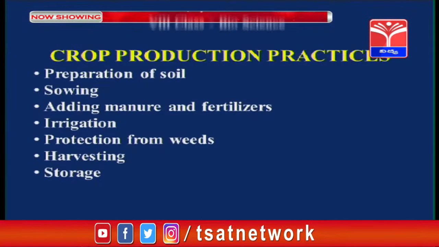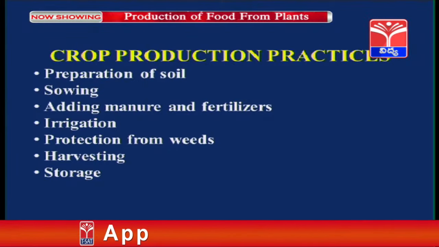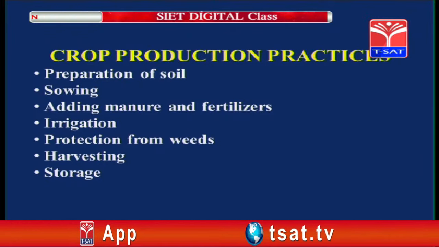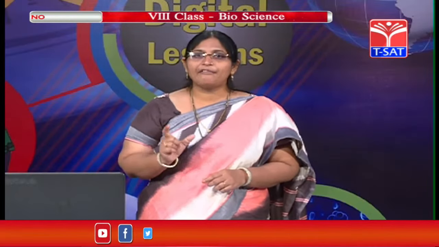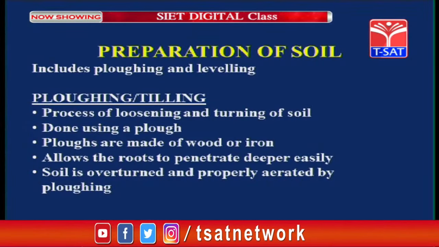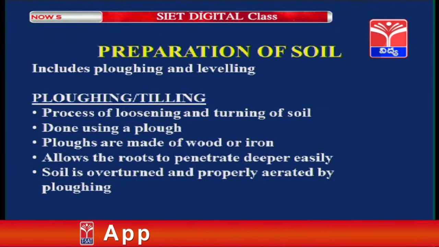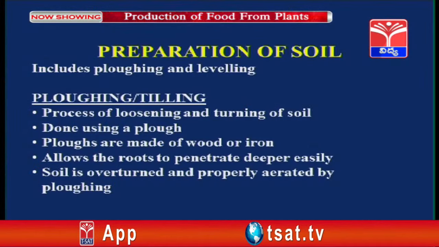First one is preparation of soil, next sowing, next adding manure and fertilizers, irrigation, protection from weeds, harvesting and storage. Let us now study each and every practice in detail, how it is followed. Preparation of soil. What is meant by preparation of soil? Preparing the land so that it can give the crops. It involves 2 steps, ploughing and leveling.